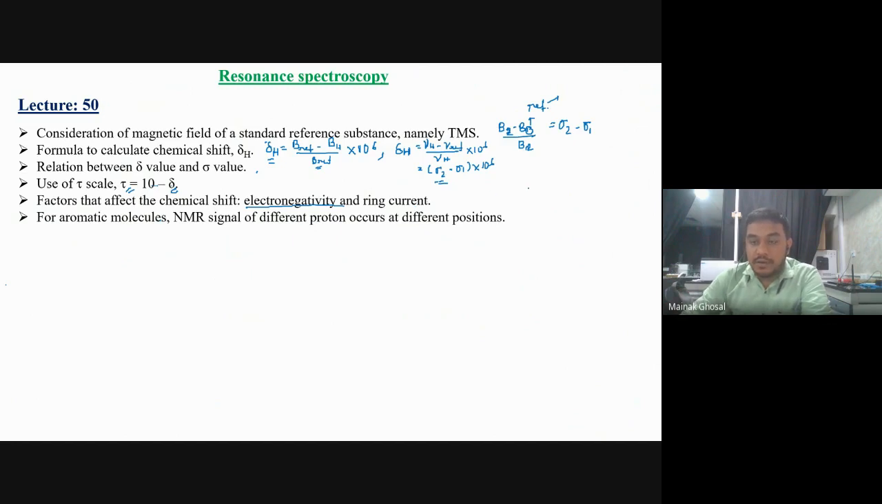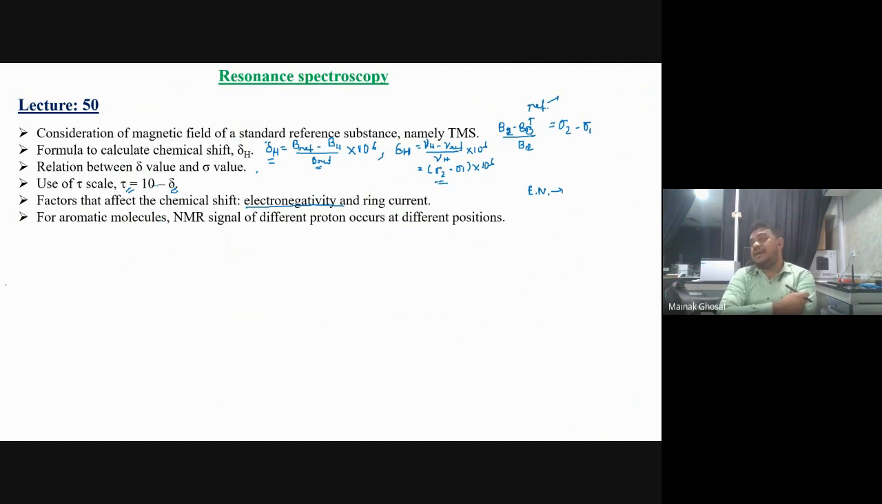So why is electronegativity important? Because what do you mean by electronegativity? Electronegativity means a higher electronegative atom will pull the electron density towards itself. It will have more attraction towards electrons, it will like to have electrons towards itself, right? So if a proton is attached to some electronegative element, the electronegative element will take electron density from this bond. So the hydrogen will have low electron density.